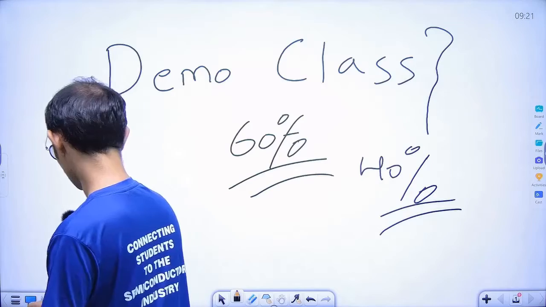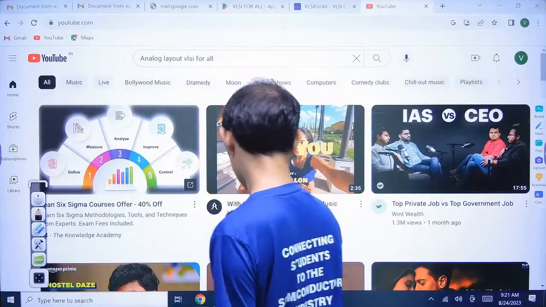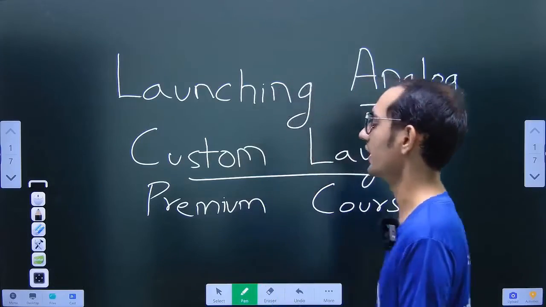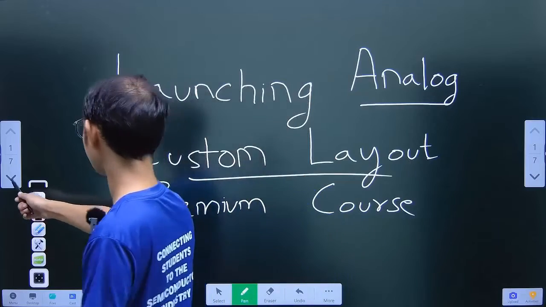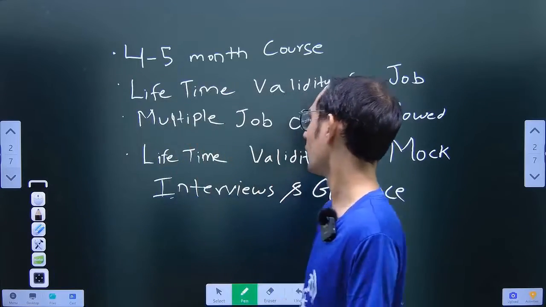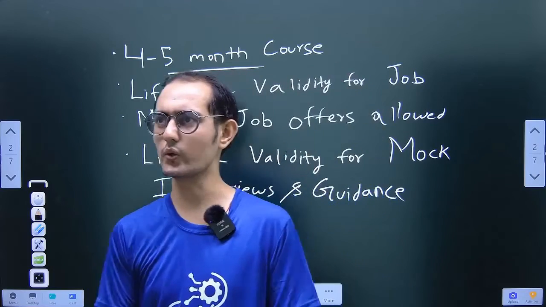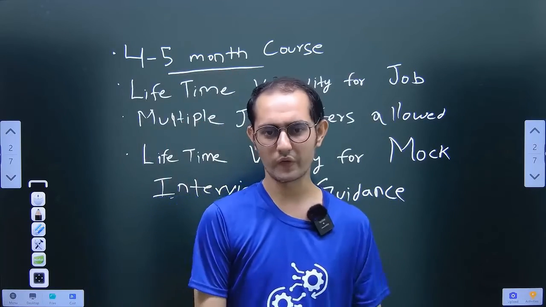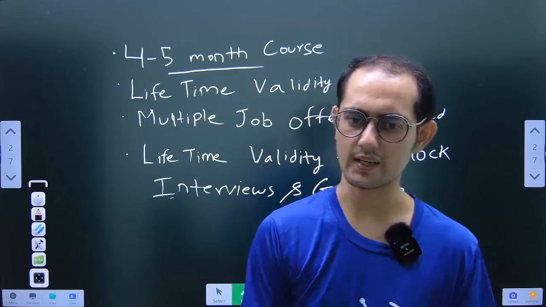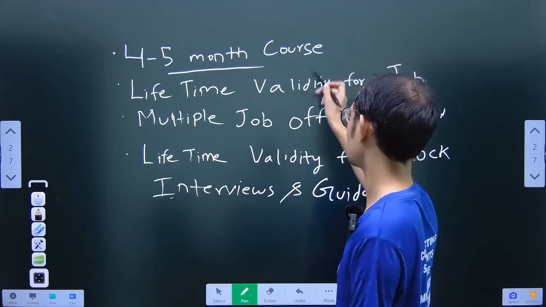Coming to the next thing, what are the different features of this course? It is a 4 to 5 months course. If you want more concepts, and if you want to add some more projects, we will cover that also, and it can be extended up to 6 months also if you want.